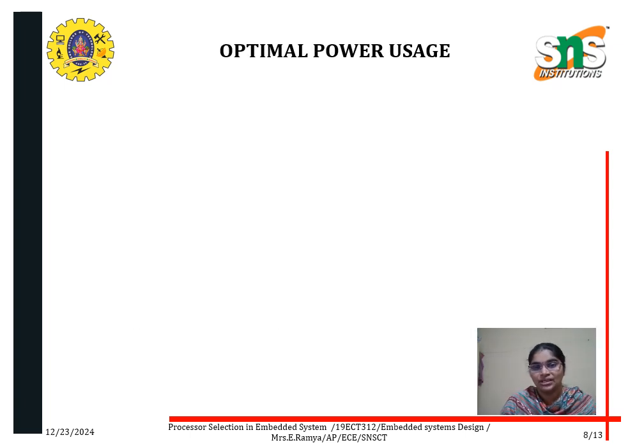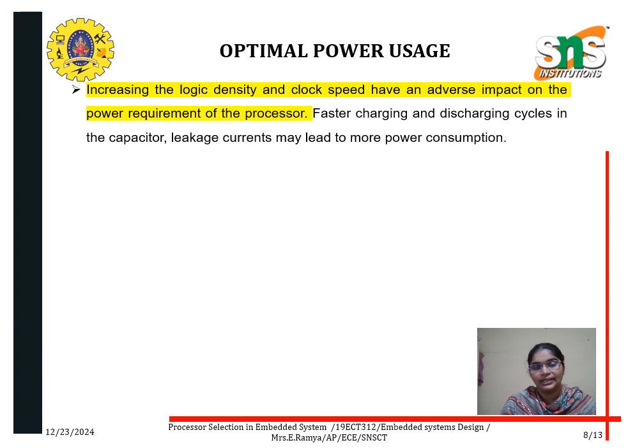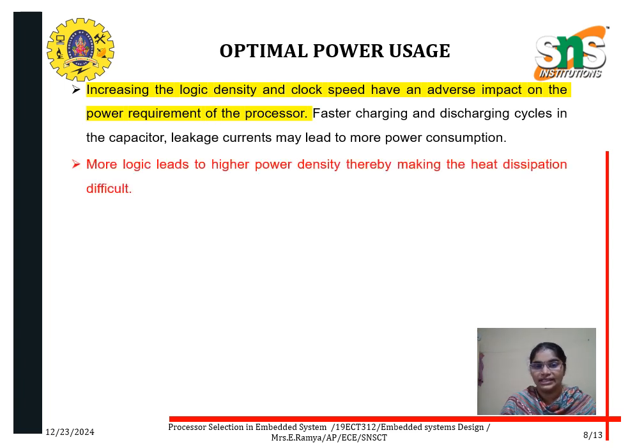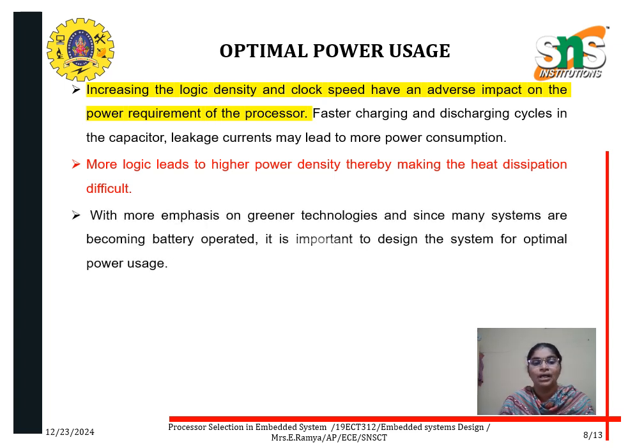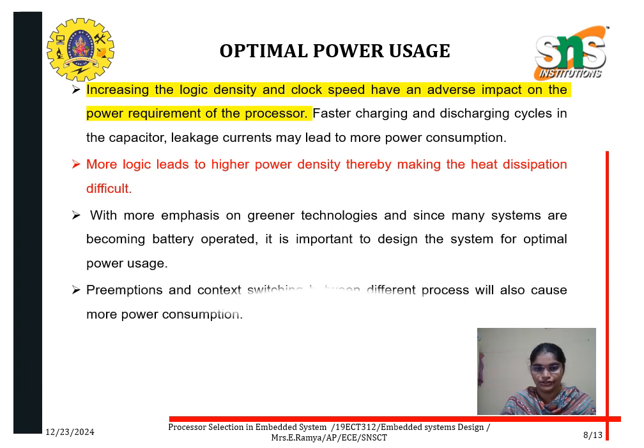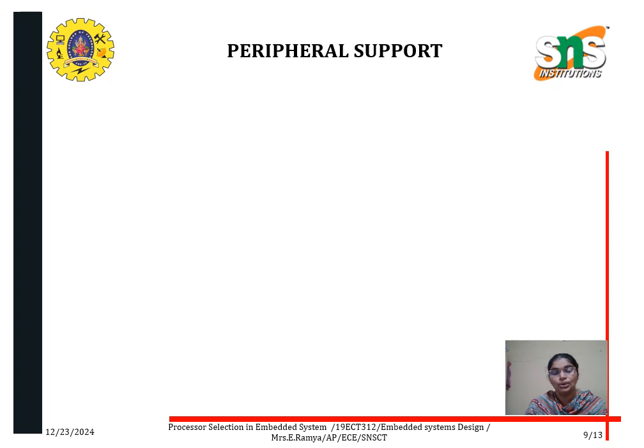Next, we have to concentrate on optimal power usage. Increasing the logic density and clock speed has an adverse impact on the power requirement of the processor. More logic leads to higher power density, thereby making heat dissipation difficult. With more emphasis on greener technology, and since many systems are becoming battery operated, it is important to design a system for optimal power usage. Techniques like frequency scaling and voltage scaling are used for power efficiency.